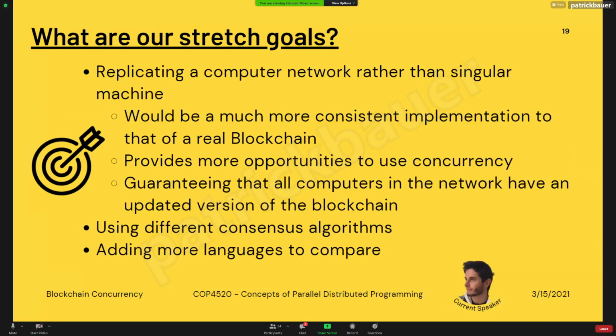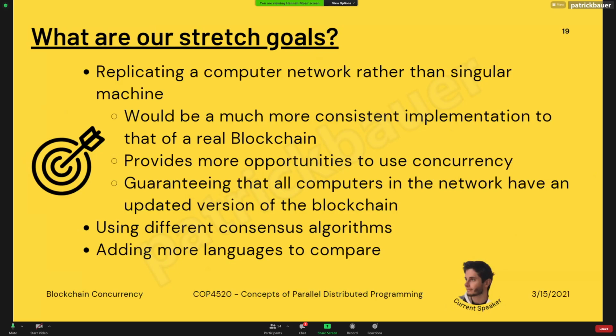Hi, Patrick here. So now that we've discussed what we've completed so far and what we are planning to complete by the end of our project, I'll discuss some of our stretch goals. So originally we were looking at creating a computer network to simulate our blockchains, but decided that that is pretty difficult for what we wanted to accomplish by the end of the semester. But we still thought that it was a very cool idea, so if we have time, then we will replicate all of these blockchains, or maybe just one blockchain, on a computer network to see how it performs instead of just working on a single machine.